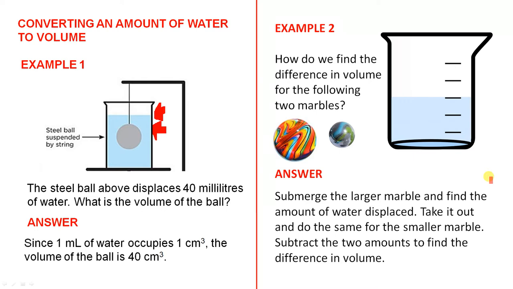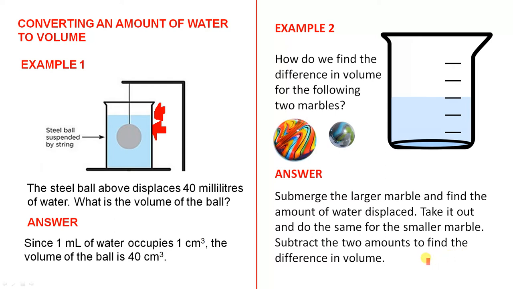Submerge the larger marble and find the amount of water displaced. So when you put this large marble in there, note how much the water rises. Take it out and do the same for the smaller marble. So take the large marble out, then put the small marble in and work out how much it rose. Subtract the two amounts to find the difference in volume.